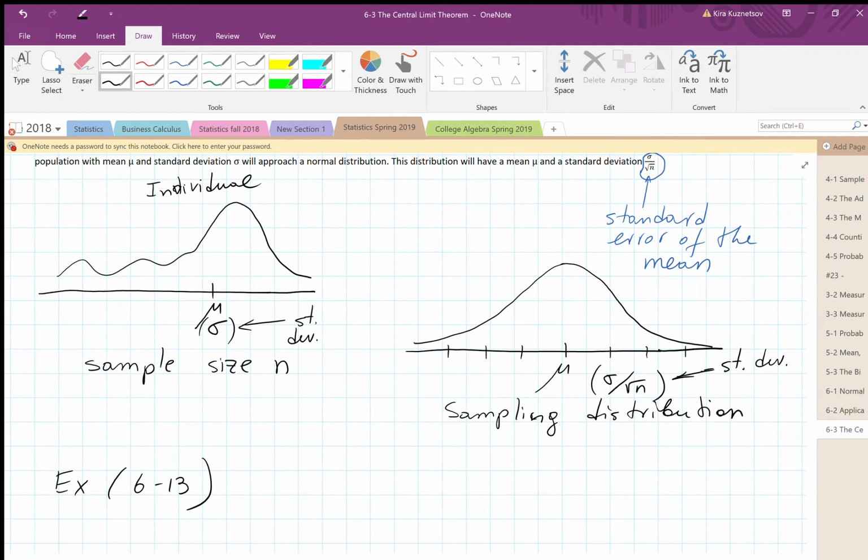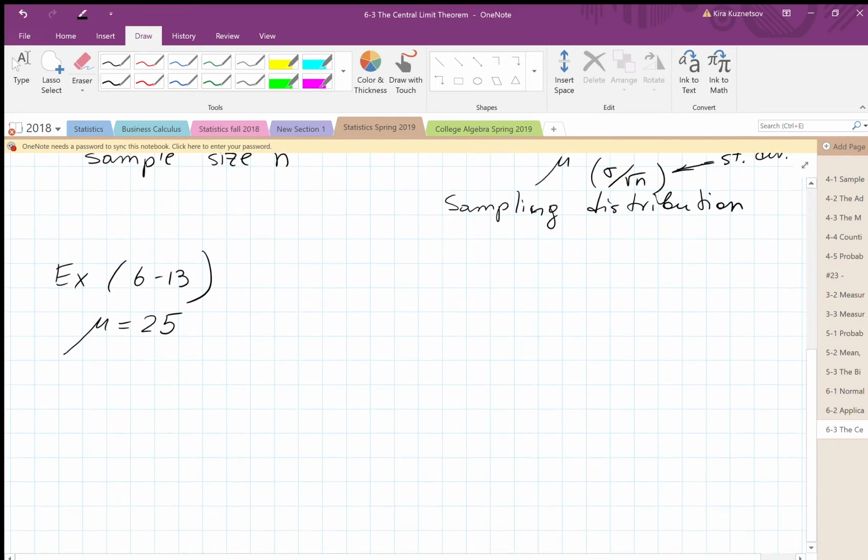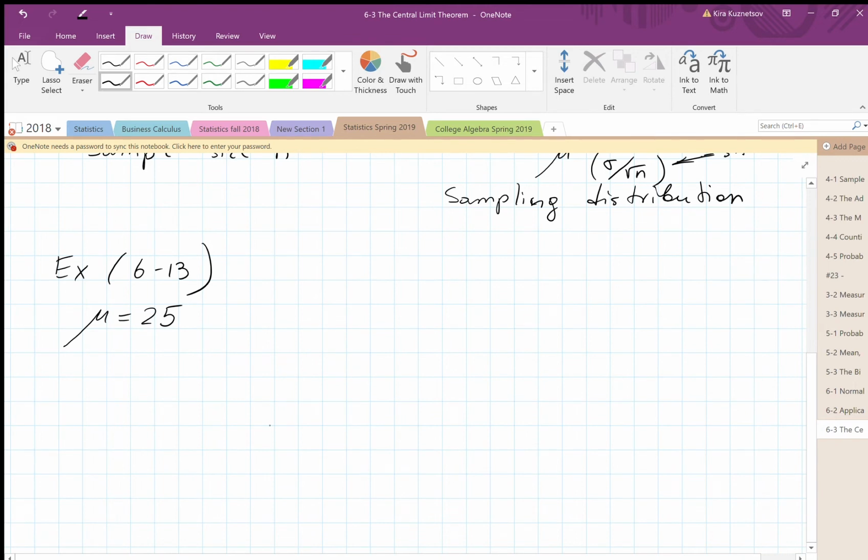So let me kind of start with the beginning. The fact that the children are ages 2 to 5 has nothing to do with the problem. My first important number that I'd like to write down is the fact that the average is 25 hours per week. So this is my first mu, 25 hours. Assume the variable is normally distributed. So they actually gave me that the distribution is normal. So this is just much easier to work with.